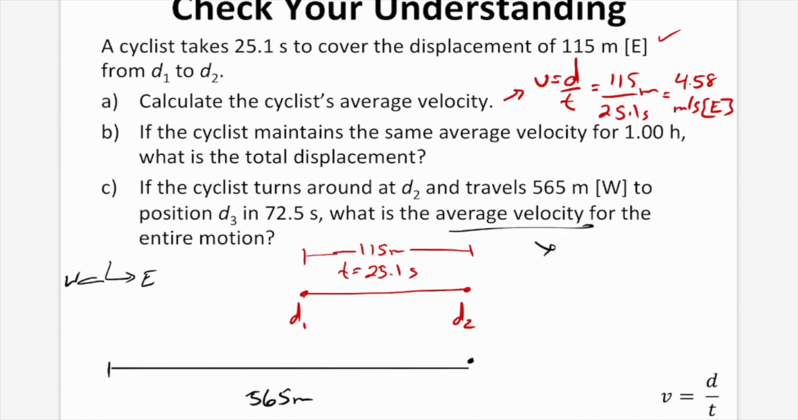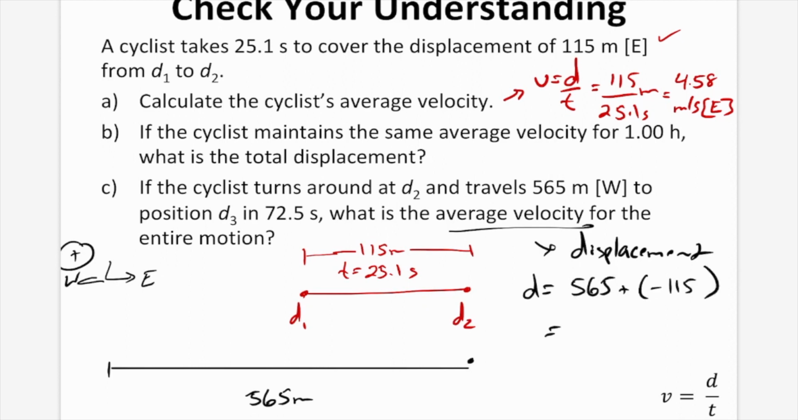Now, the question asks for what is the average velocity? So velocity means we're going to need to have displacement. Now to find displacement, that's final position minus initial position. So our final position is actually going to be this 565 minus the 115 meters that they traveled initially. Another way to look at it is if we state west as positive, we're going to have 565 plus negative 115 because that was east. Now 565 minus 115 is 450 meters west.